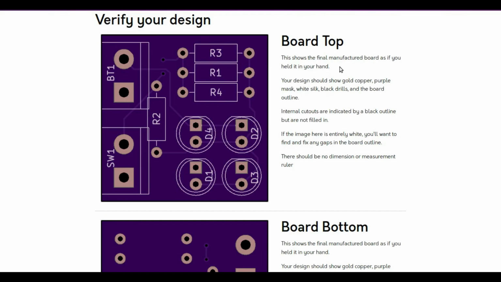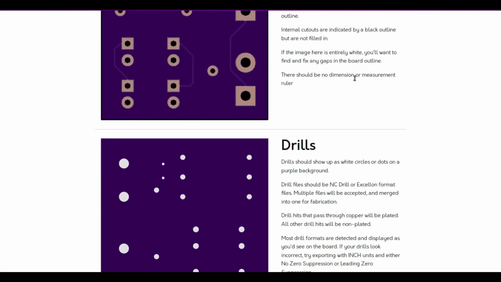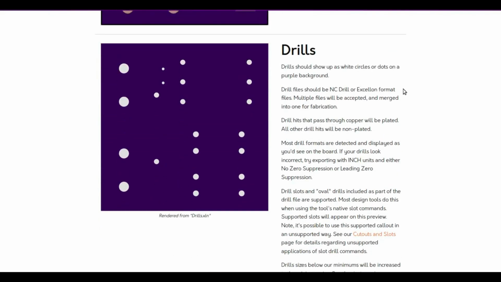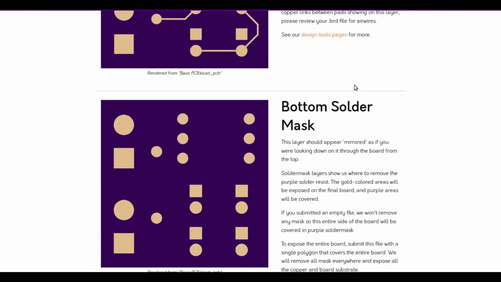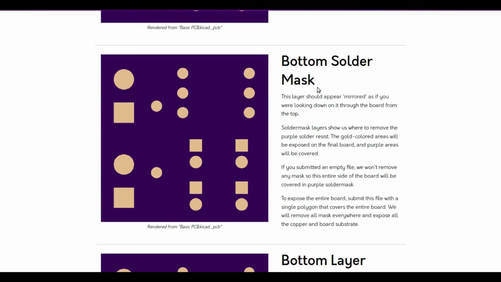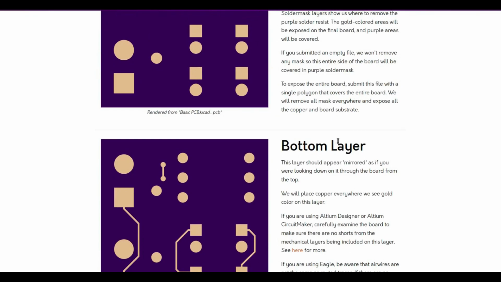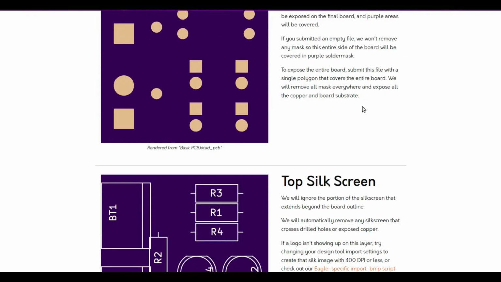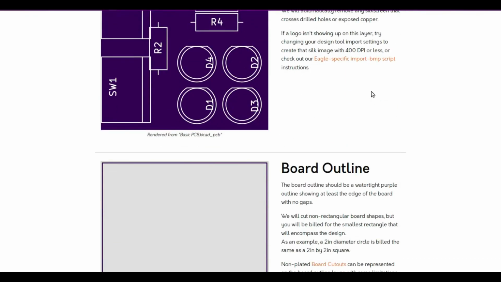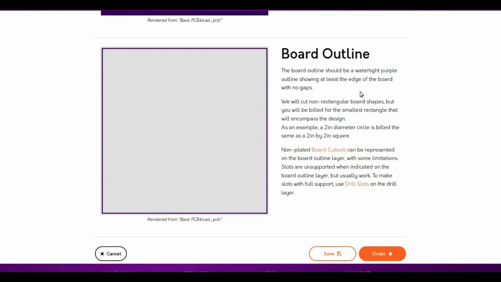So this is your board top and board bottom as we saw before, but then here is the separated layers, if you will. So here's our drill file. Top layer, bottom solder mask. Pay attention to these names. Bottom layer, top solder mask, top silk screen, maybe bottom silk screen if you had it, and then your edge cuts, right? Your board outline.